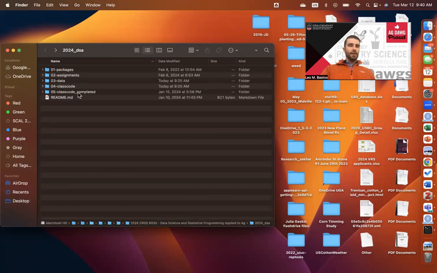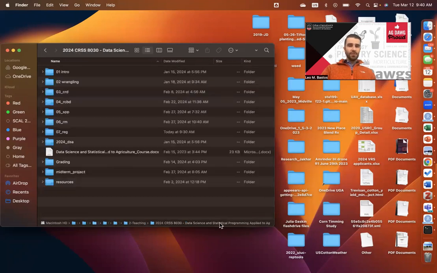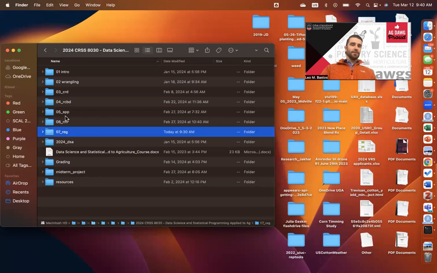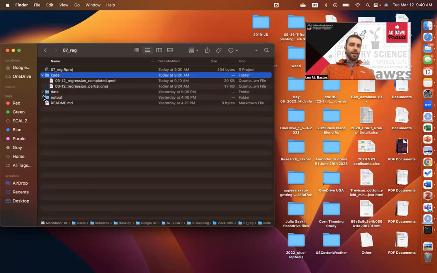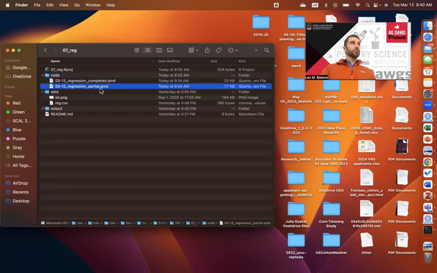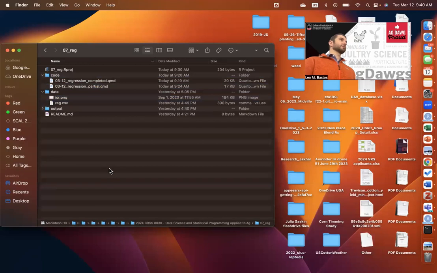I want to share here, after you're all done, what you should be seeing is you have your 07_reg subfolder inside of your class main folder. Inside of that 07 reg, I have 2 scripts, you should only have 1. So you should have the partial script here under code, and under data, you should have the ior.png and the reg.csv inside there. Once you have that, you're ready to start the exercise.